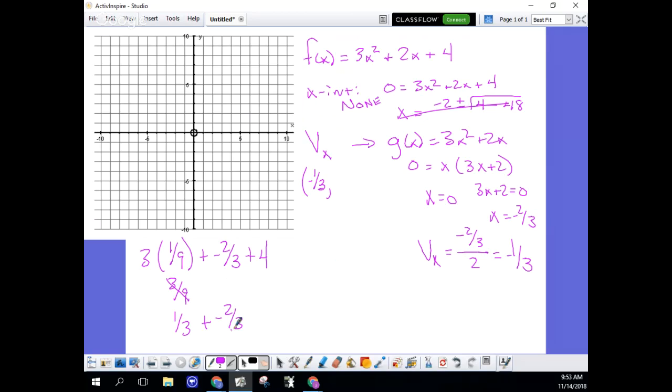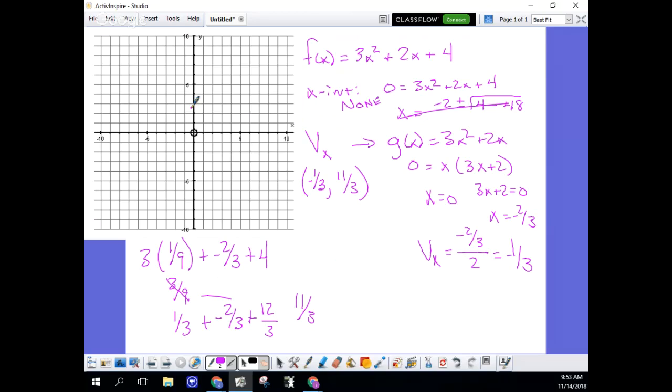So good. I have a denominator of 3, denominator of 3. So I've got to get 4 with a denominator of 3. So 4 is the same as 12 over 3. And now I'm going to add. So let's see. 1/3 and negative 2/3 is negative 1/3. And negative 1/3 and 12/3 is 11/3. Okay, so now I've got to find the spot: negative 1/3, and 11/3, which is going to be 2 and 2/3. 1, 2, and 2/3. So there's my vertex.